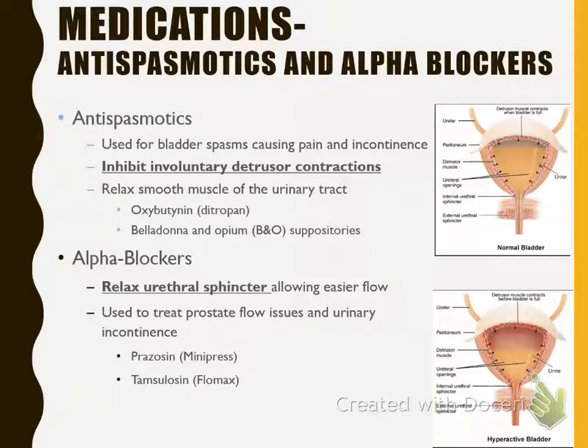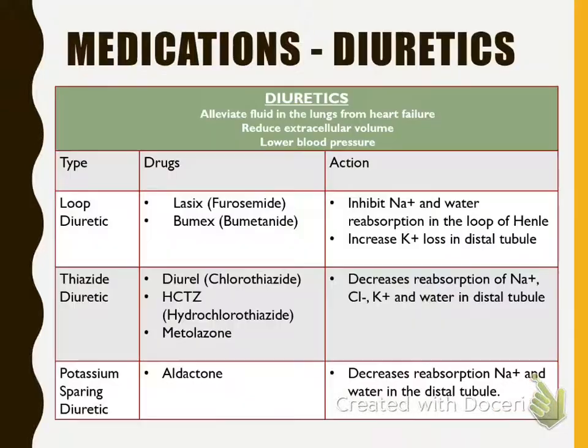So there is a little bit of a difference. One's an antispasmodic, and one will relax urinary smooth muscle and let things pass. Prostate and any blockage or flow issues are usually treated with alpha blockers. Make sense? All right, then there's the diuretics. You've had these before, right? Yeah.